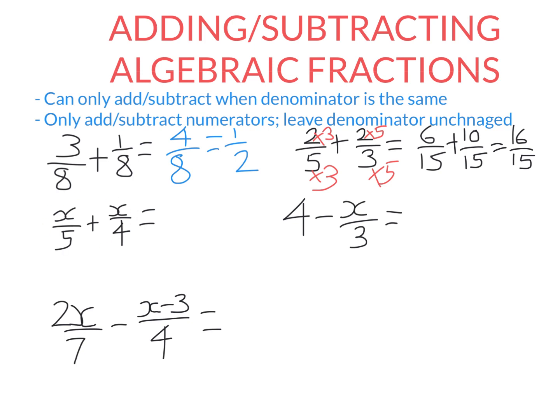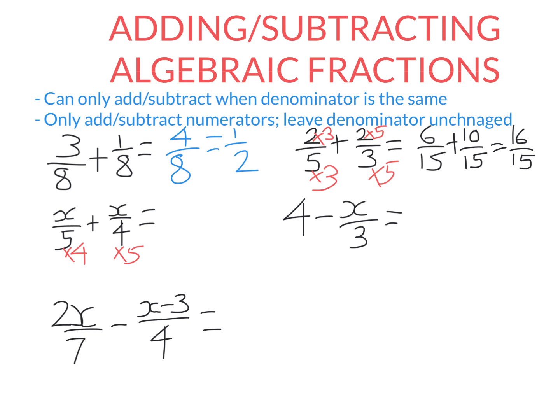So x over 5 plus x over 4. So this is the same deal. I can't add them yet because the denominators are not the same. So I'm going to times this by 4 and this by 5. Why is that? I'm going to make both of these denominators equal to 20. 20 is the lowest number that's divisible by 5 and also divisible by 4.